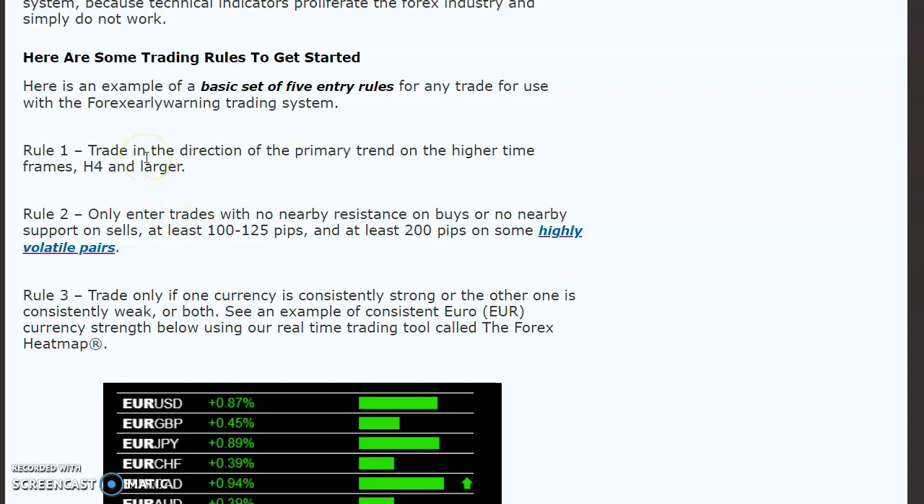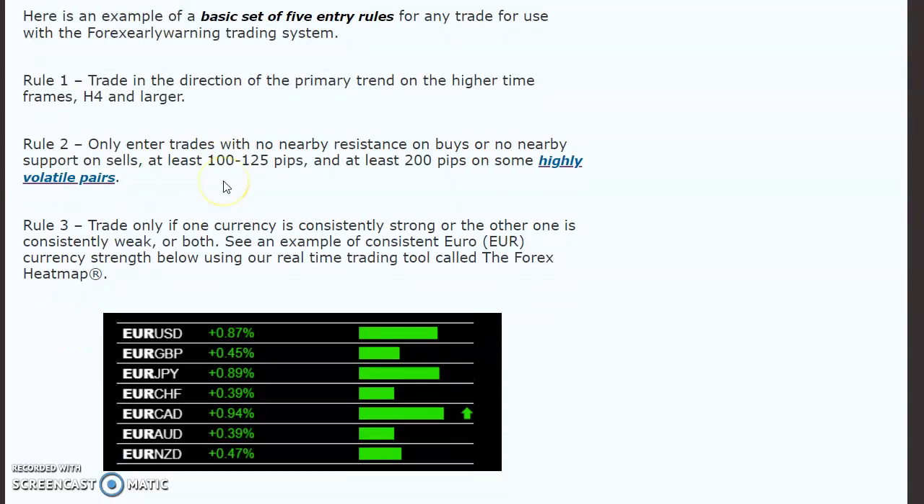So trade in the direction of the primary trend on the higher time frames, at least the H4 time frame. Only enter trades when you have a lot of upside potential. So on a buy, then your next resistance should be at least 100 to 125 pips away.